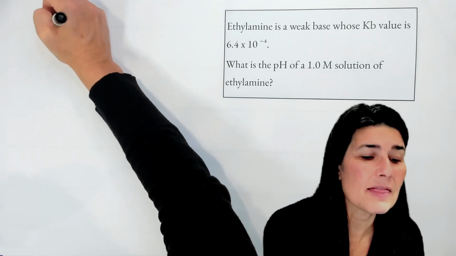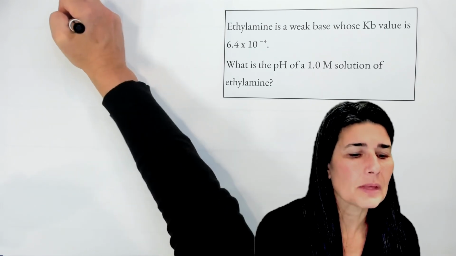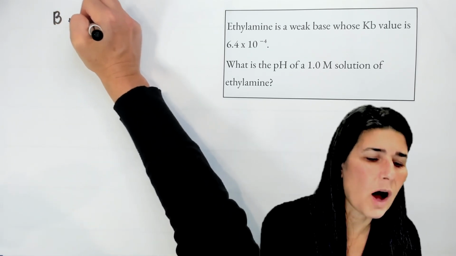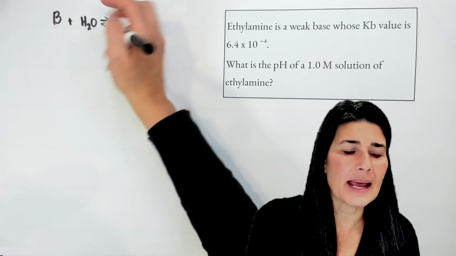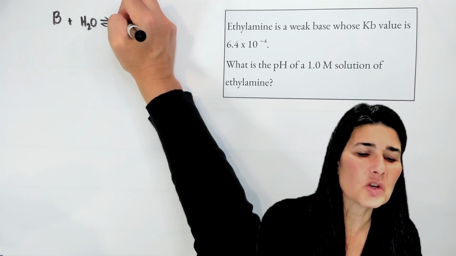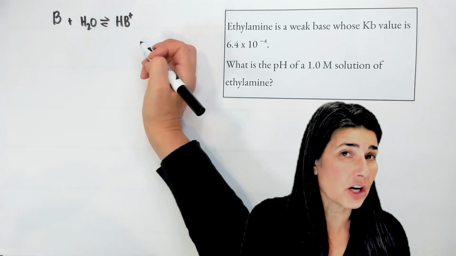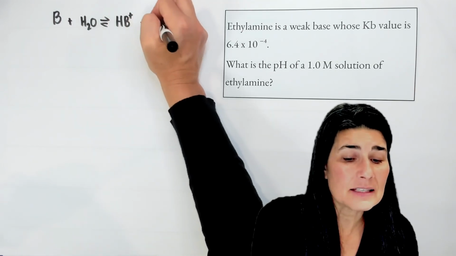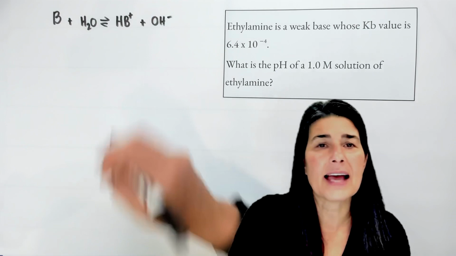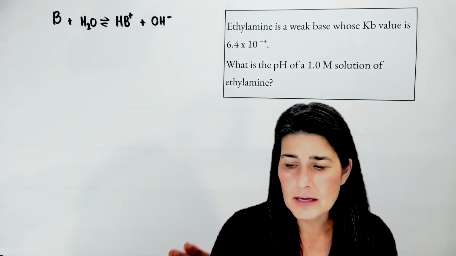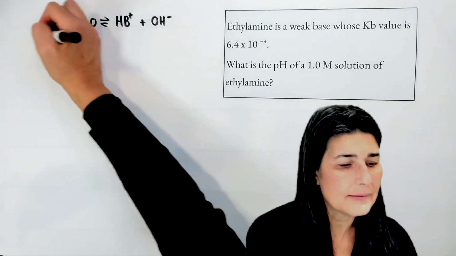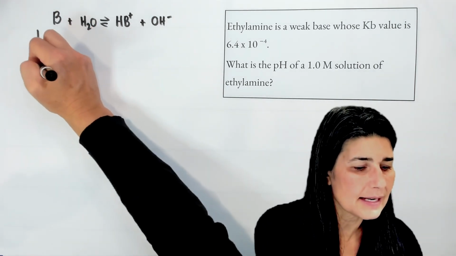We're going to take the base, ethylamine. We put it in water. Now, if my base accepts an H+, we'll have an H with the B, and now it will be charged positively. And what's left behind is that hydroxide that I'm looking for. So we put the base in water. Now we need to go ahead and ICE it.